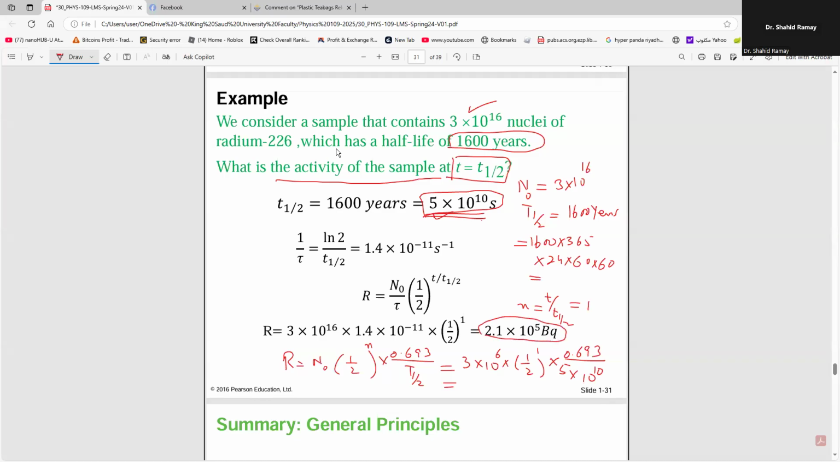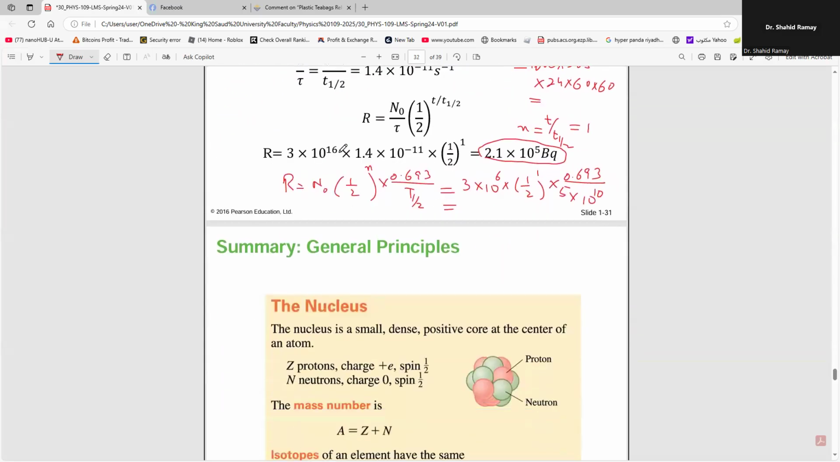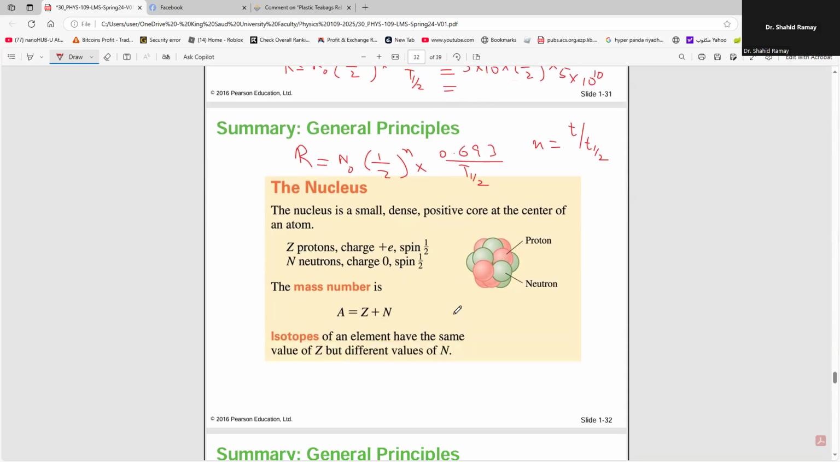So the most important thing in this problem is what? You should remember the formula: R is equal to N naught into 1 over 2 to the power n into 0.693 over T half, and n is equal to T over T half. According to the statement, T and T half are equal. If they are equal, then n is equal to 1. Otherwise, they have some other value. Okay. So remember this one.